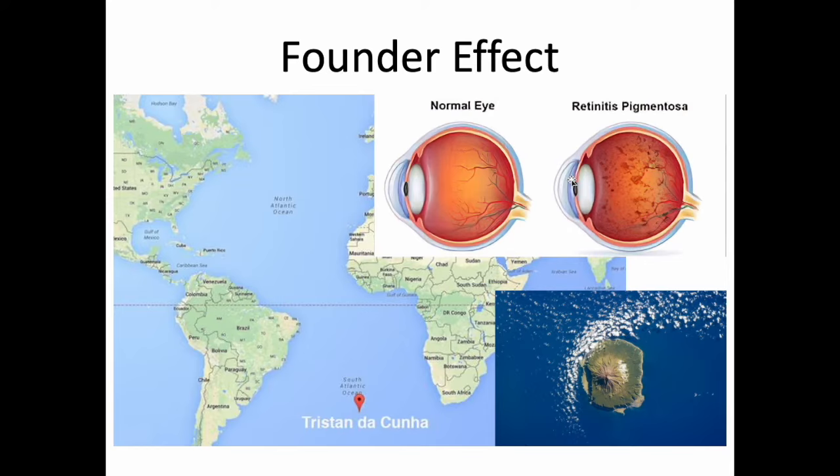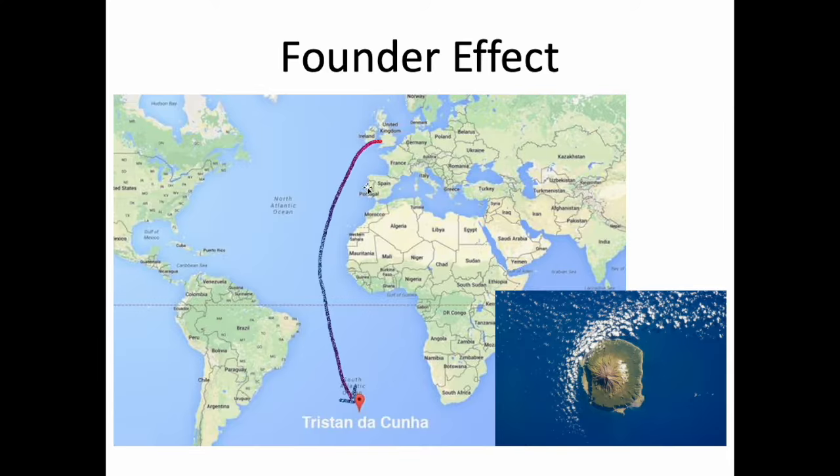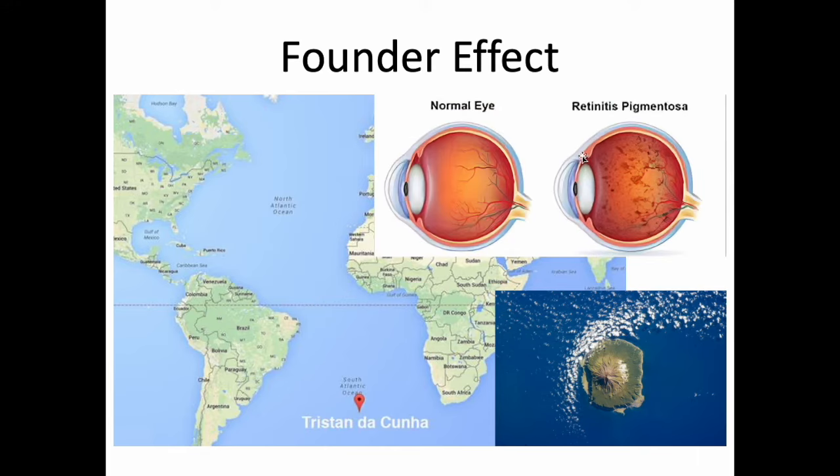I have some numbers that you do not have to memorize. A lot of inbreeding here on this island with this small group of founders. Worldwide, the prevalence of the retinitis pigmentosa allele is 1 in 4,000. Pretty rare. On the island, it's 1 in 58. So almost 100 times more common on this island because the founders just happen to have a lot of this very rare allele. Again, just an example of how things could have gone.